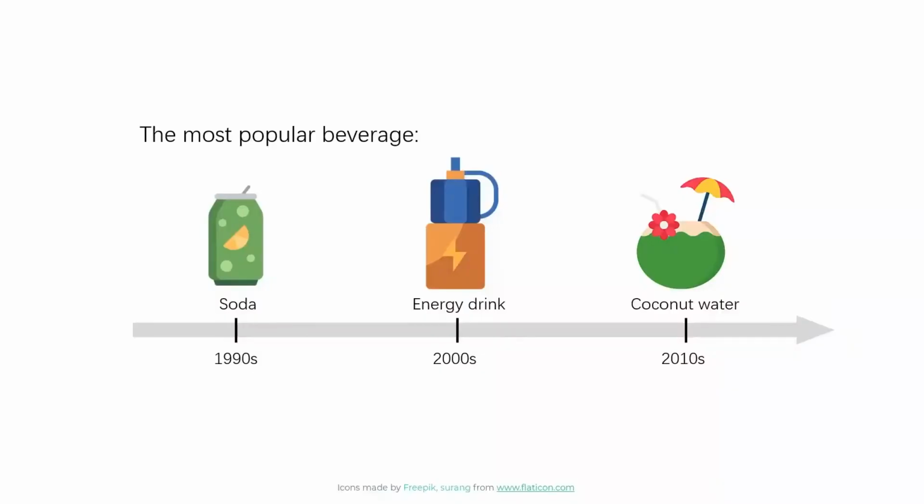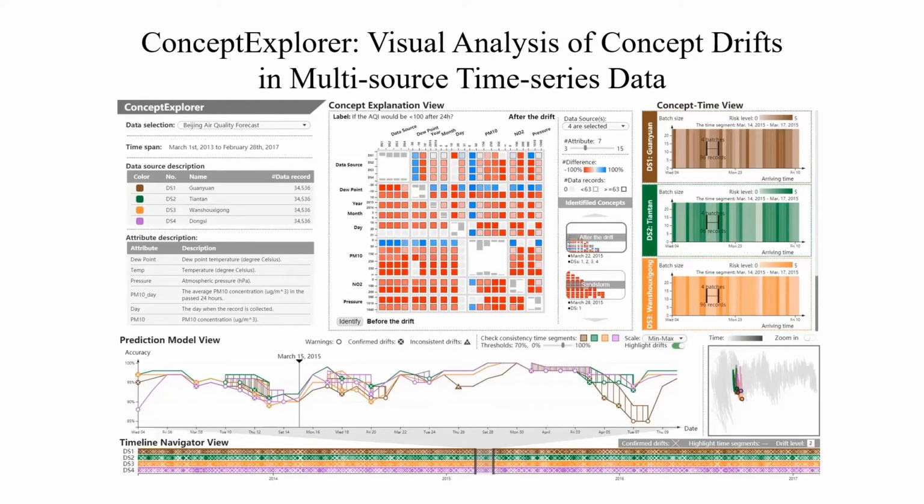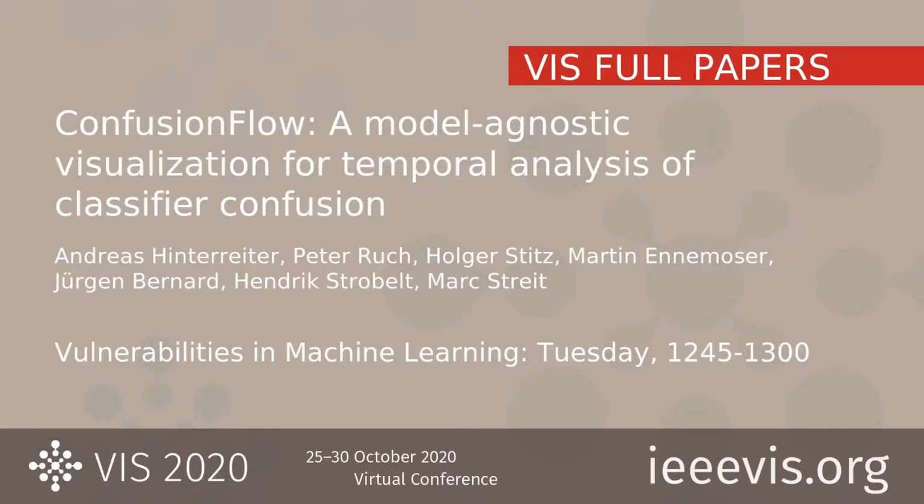As data is changing, our understanding of data should be updated correspondingly. Based on machine learning approaches, we formulate a drift level index to monitor the evolution of multi-source data, which allows users to capture and reason significant changes from time series data. The proposed visual analytics system is called Concept Explorer. More details can be found in our talk.